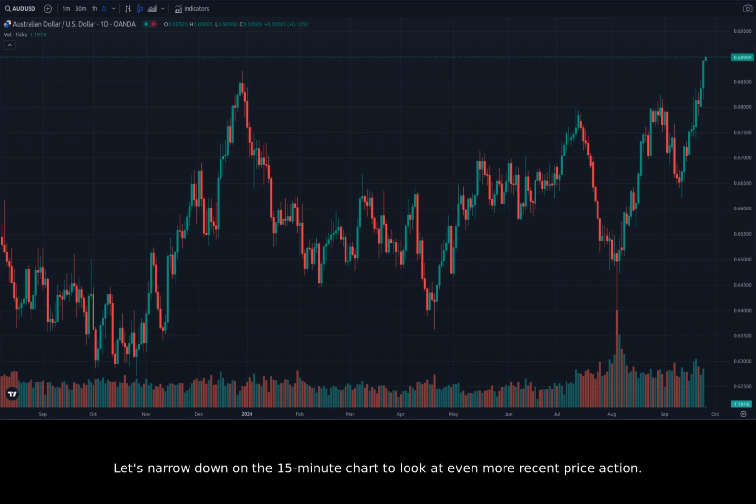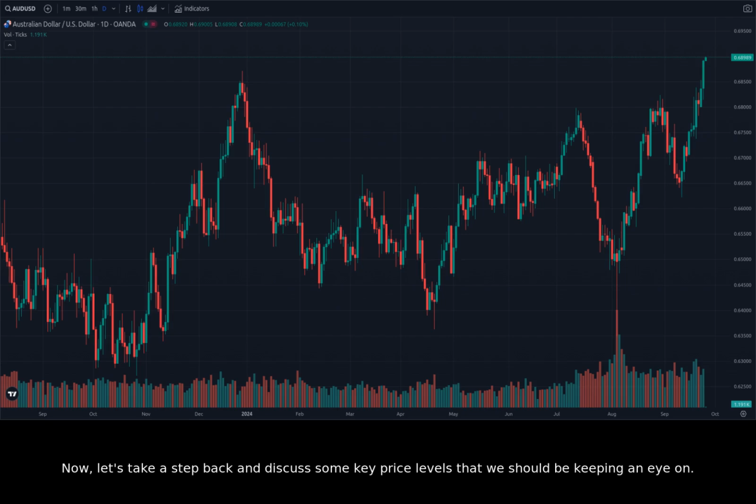Let's narrow down on the 15-minute chart to look at even more recent price action. This chart gives us a very granular view of how the market is moving. In the last few hours, the price has been consolidating around 0.6880. This suggests that the market is still trying to determine the direction of the next move. We can see some volatility in this chart, which is typical for short-term time frames. It's crucial to be aware of the potential for rapid price changes when trading on shorter time frames.